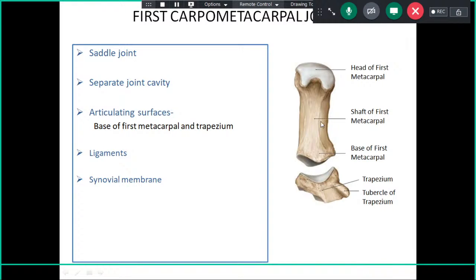Coming over to the first carpometacarpal joint. We saw that it's a saddle joint, it's a separate joint cavity. I already told you what was significant, because there is a continuous synovial cavity between the four carpometacarpal joints, the intercarpal joints and the midcarpal joint. They have one continuous joint cavity, that's the main joint cavity, but the joint cavity of the first carpometacarpal joint is a separate cavity, and also a separate cavity between your pisiform and the triquetrum bone. As far as the articular surface is concerned, it is between the base of the first metacarpal as well as the trapezium.